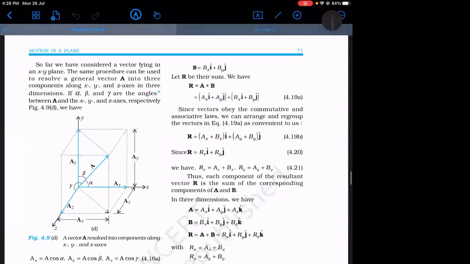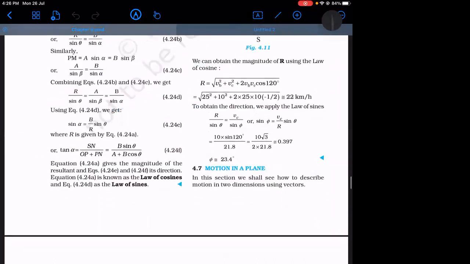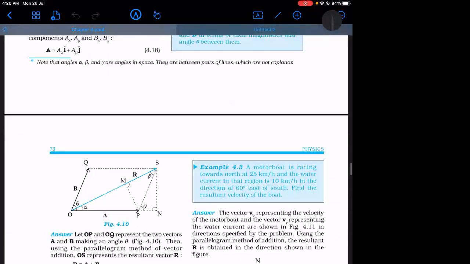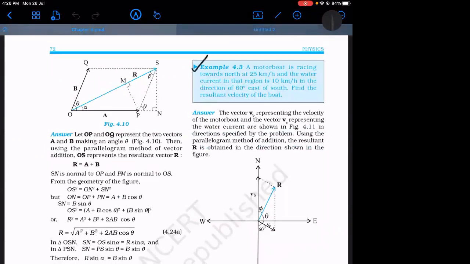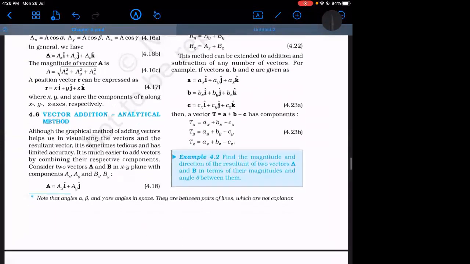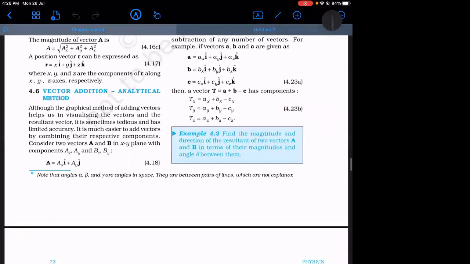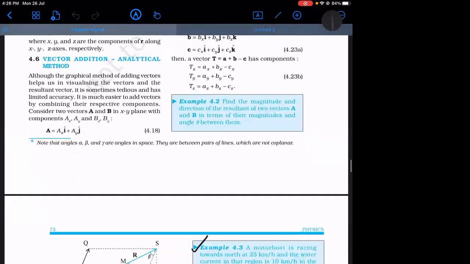Next. So this is a problem. Let's see if you guys are able to tell me. Sir, tan alpha is equal to B1 by A1. This is applicable only if it is a rectangle, right? If it is two-dimensional, yes. If it was a parallelogram, we can't. If it is a parallelogram, then you have that formula.